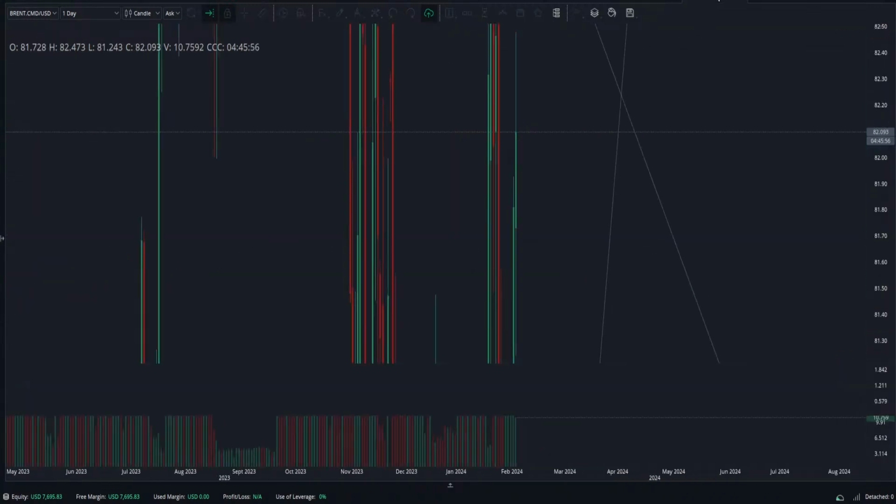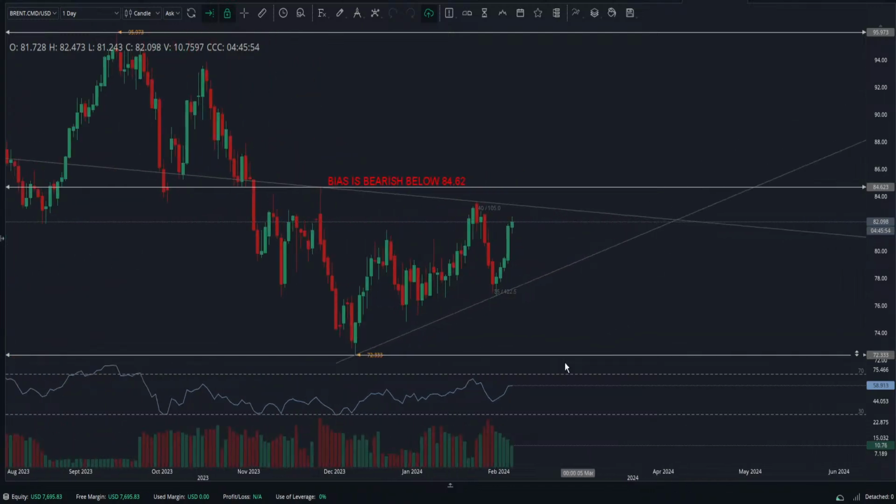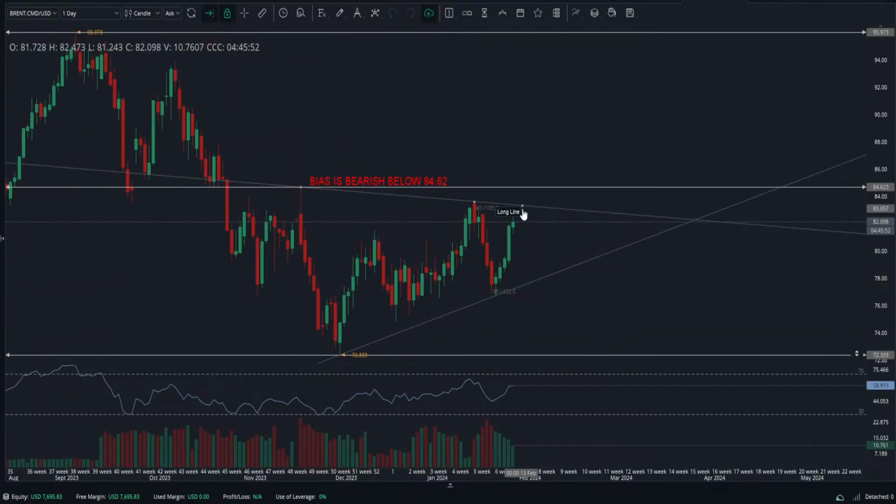Sorry. In the Brent, very nice symmetrical triangle here. Today's resistance is around 83.40. Tomorrow it may come around 83.28 or something. The volumes are decreasing as the price is going down. That means there is a possibility that the sellers will jump in again here and push the prices down again towards this side. Although the bias is bearish below 84.62, with the target of 72.33, we can carry the trade if we are looking for selling opportunities in this one.